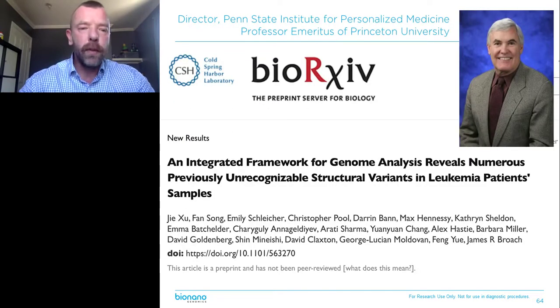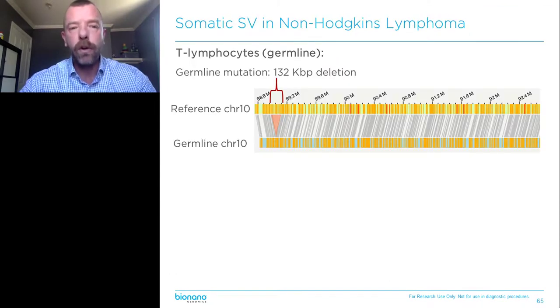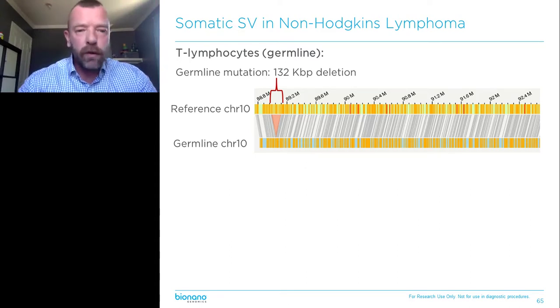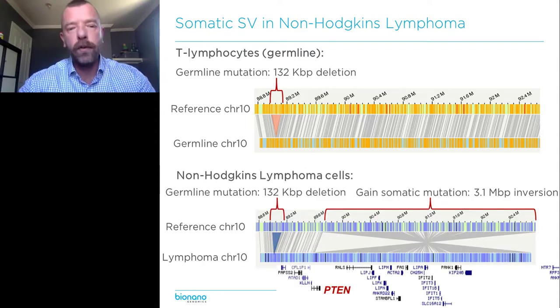And Dr. Broach showed something similar. This paper is right now in bioRxiv, but it's submitted for peer review. And he looked at 12 leukemia genomes as head of the Penn State Institute for Personalized Medicine. And what they're showing in this paper is a number of variants, again, missed by other methods, but found with Bionano. For example, in the case of this non-Hodgkin's lymphoma, where the germline cells were mapped by growing the T lymphocytes that are unaffected in this disease, use them as germline controls. They show just a deletion, probably not relevant, but in the actual non-Hodgkin's lymphoma cells, there's a 3 megabase inversion right next to it that cuts right through the PTEN gene, that breaks the PTEN gene in half.